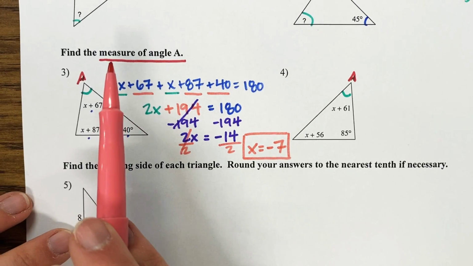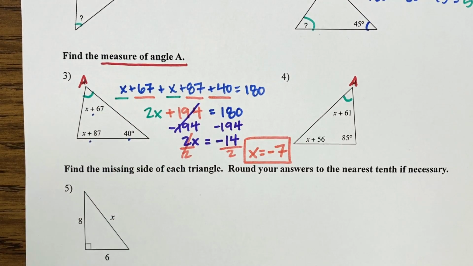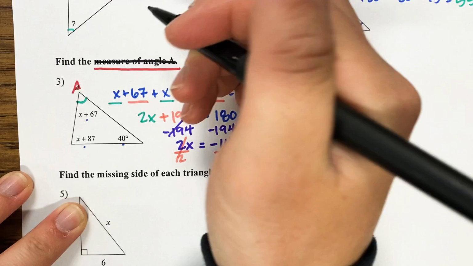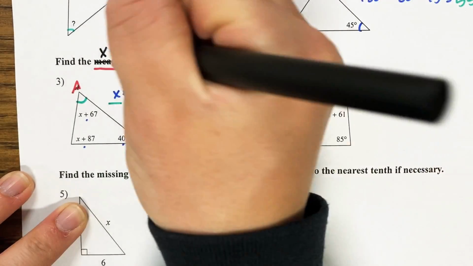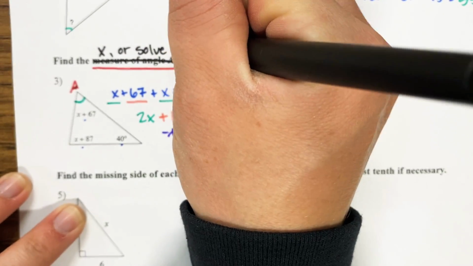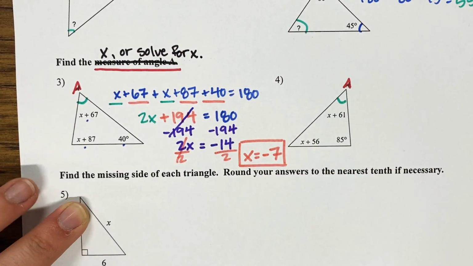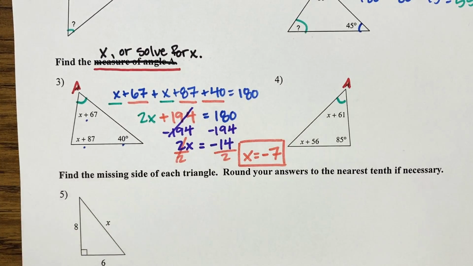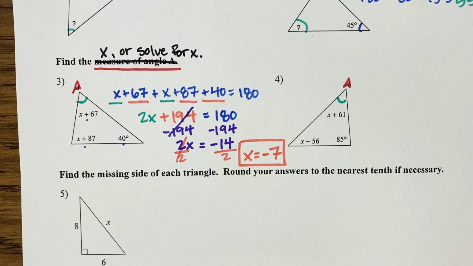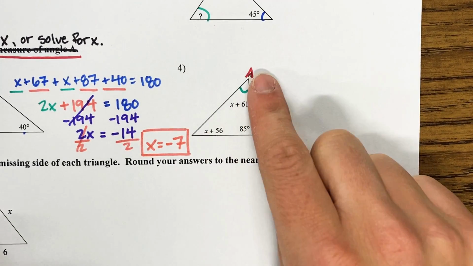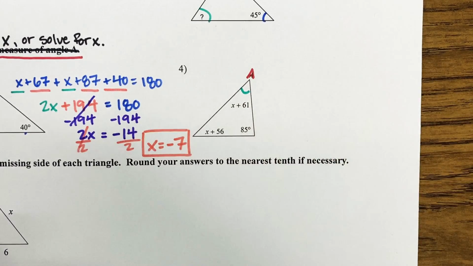Now, I know it said to find the measure of angle A, but I'm actually going to make an executive decision and change that to just saying find the x or solve for x, which we did. Boom, we're done. So that's good. Let's look at number 4. Again, we're trying to solve for x. I changed it, so we don't really have to worry about angle A anymore.